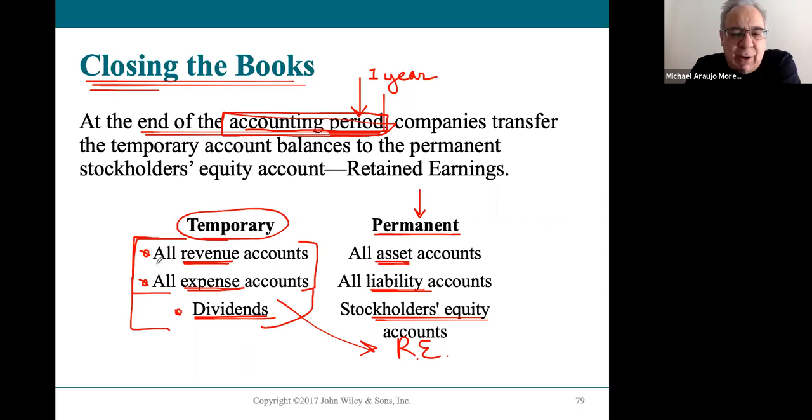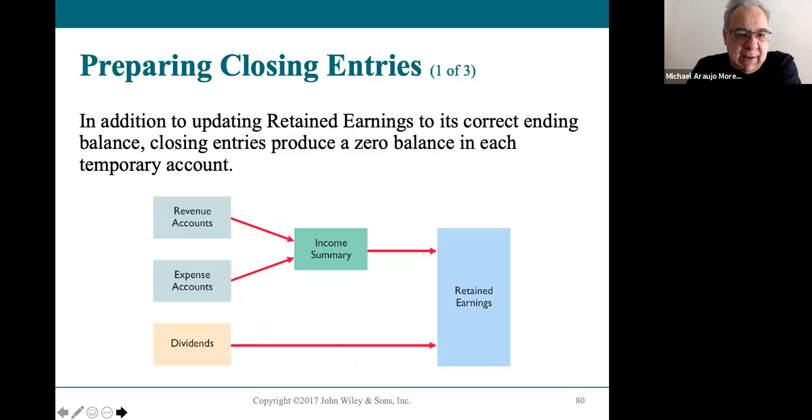And so that allows us to close the record on one accounting year because we've transferred all those balances over to a permanent account. So we can start the new year at zero for all revenue accounts, all expense accounts, and our dividends account. And that's the process you're going to see today. It's a 4-step process. So let's take one step at a time, please.